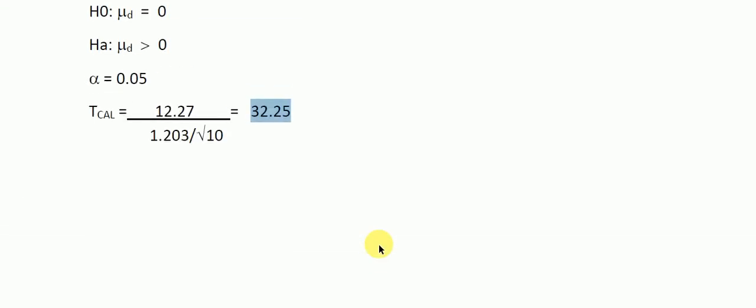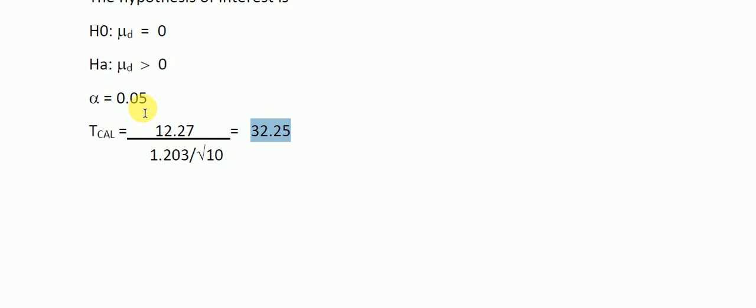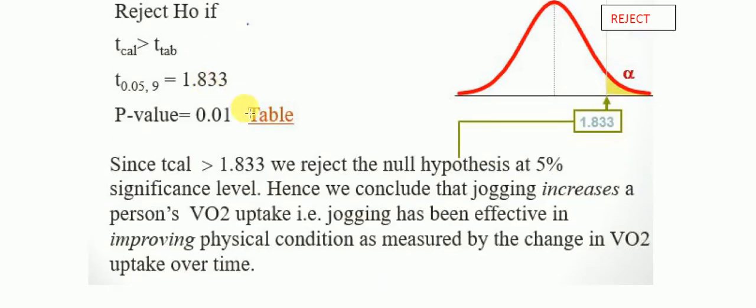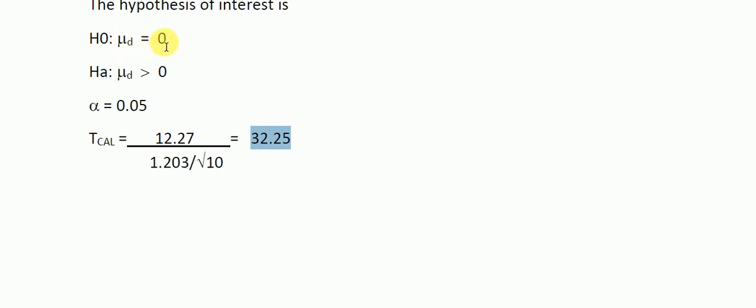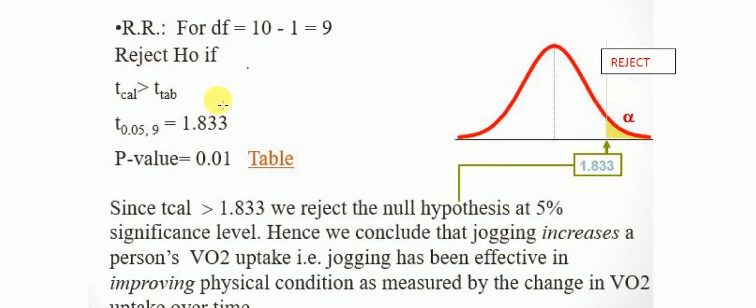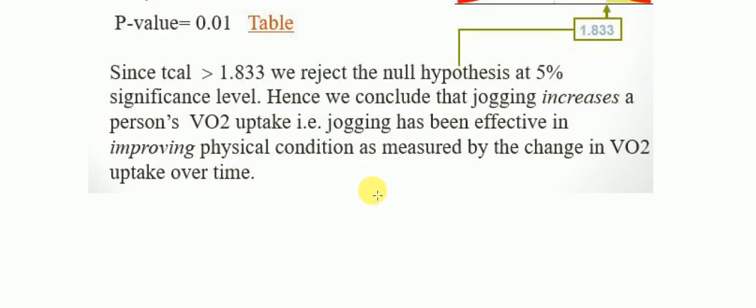The 5% significance level is because we use alpha equal to 0.05 over here. Alpha is also the level of significance. If you multiply 0.05 by 100, you get the value of 5, so 5%. So at the 5% significance level, we conclude that jogging increases a person's VO2 uptake, that is, jogging has been effective. The null hypothesis was that there is no difference whether you jog or not, but mu d is greater than 0 when someone jogs, which means that the difference is greater than 0, which means that there is an effect, and thus jogging is effective, and we have proved it.